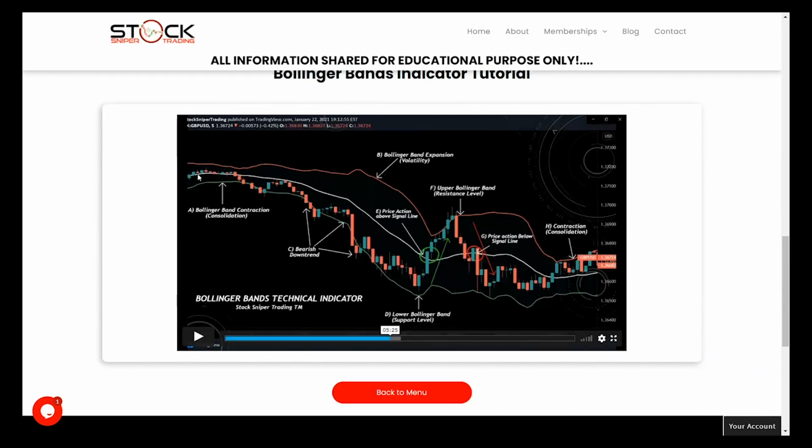So in this example here, we have consolidation. This could be like the Tokyo channel in here. We're coming out of Tokyo session, it's consolidating. Sometimes we get some choppy session. Then we can start to see it starts opening up. So now we have expansion, we can see volatility.